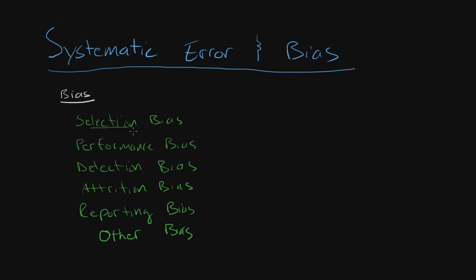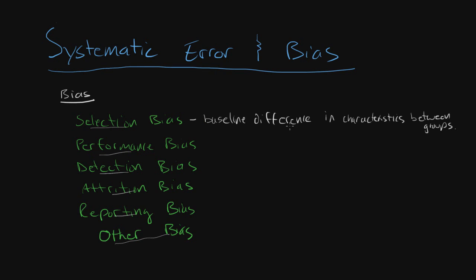There's selection bias, performance bias, detection bias, attrition bias, reporting bias, and actually there are dozens of other types of biases, often specific to the style of study design, but these are the main ones that we're going to discuss here briefly. So selection bias refers to a difference in the baseline characteristics in the populations being compared. For example, if you have a study where you're measuring height, and in one group you pick all males and in the other you pick all females, that difference in characteristic is obviously going to create a selection bias and error in your results.